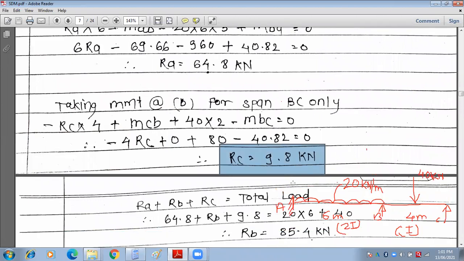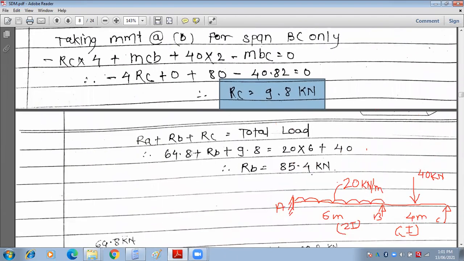Now once you get this reaction, as we know, RA plus RB plus RC is equal to the total load, and we have worked out reactions RA and RC. The only remaining term is reaction RB, and the total load is the UDL converted into a point load, 20 into span of 6, 20 into 6, plus this 40 load. Okay, then you will be getting this reaction RB. Now once you get reactions RA, RB and RC, it is easy to draw the shear force diagram.